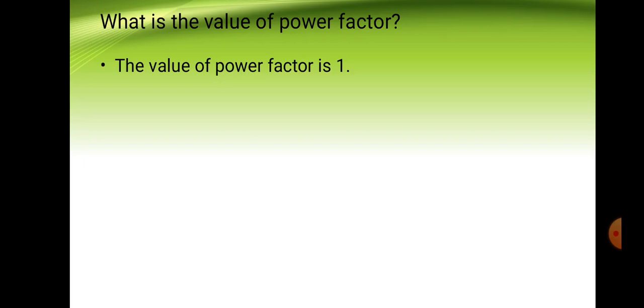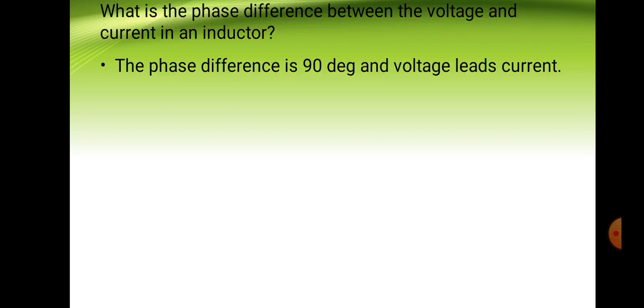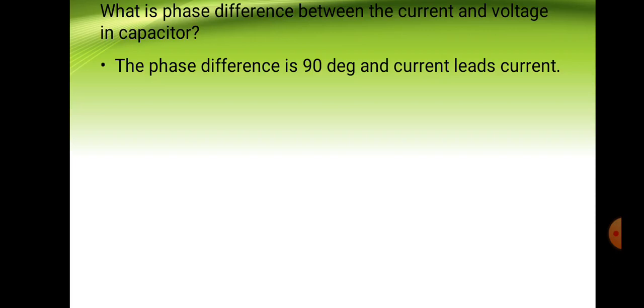What is the value of power factor? The value of power factor is 1. What is the phase difference between voltage and current in inductor? The phase difference between the voltage and current in an inductor is 90 degree and voltage leads current in this case. What is the phase difference between current and voltage in capacitor? The phase difference between the current and voltage in capacitor is 90 degree and here current leads voltage by 90 degree.